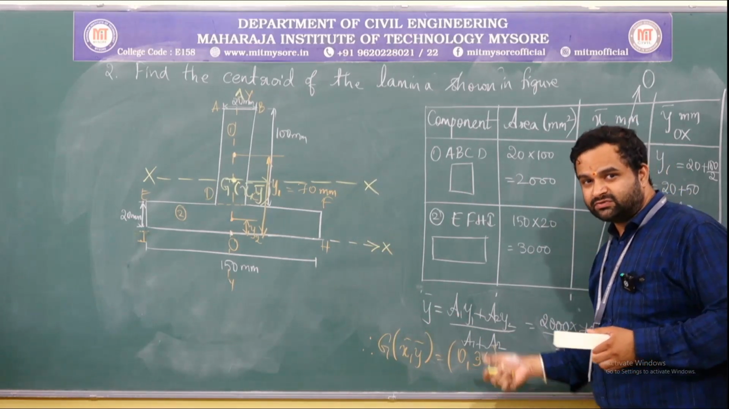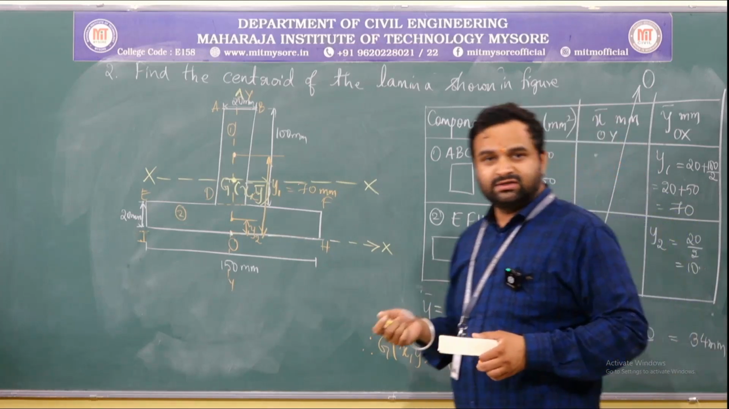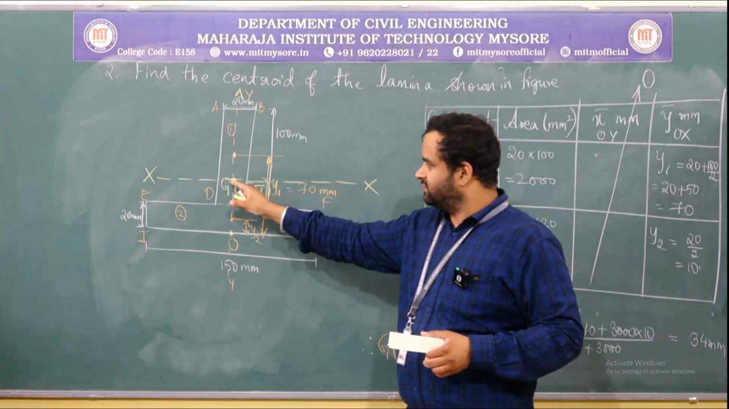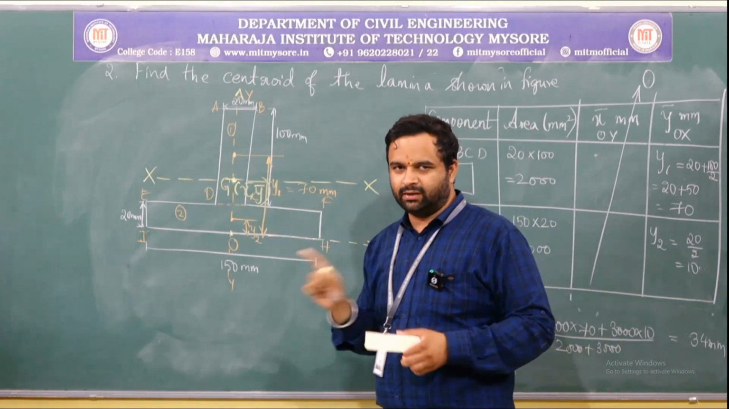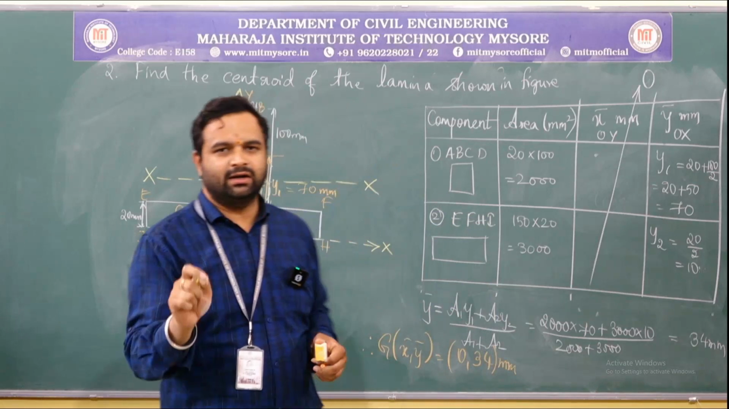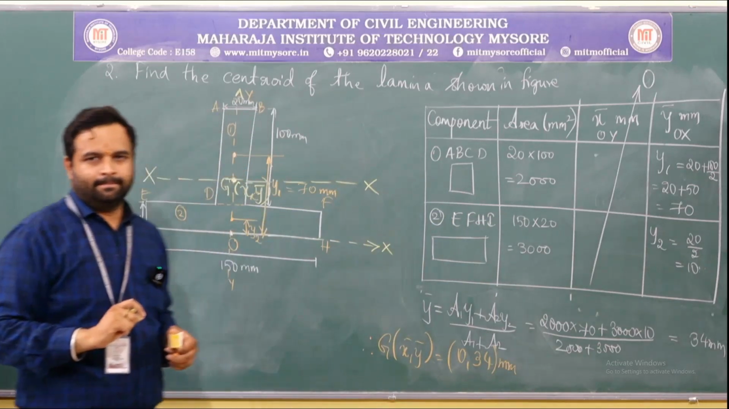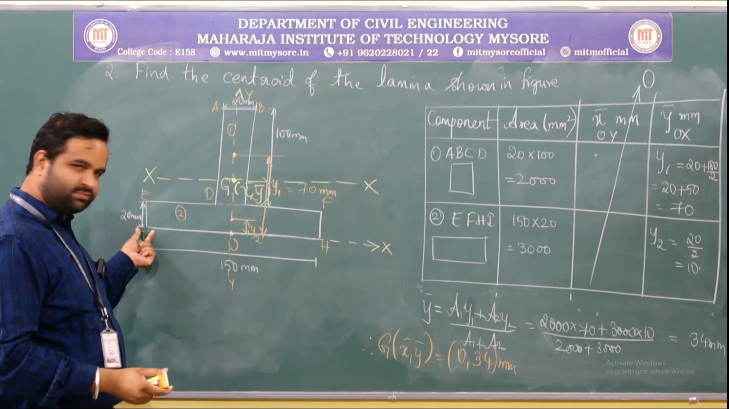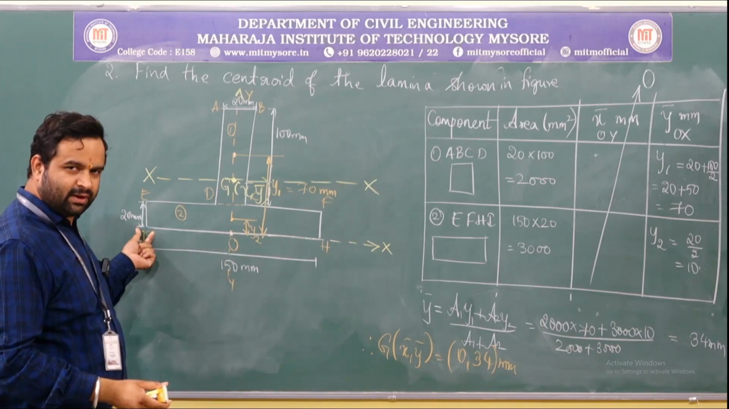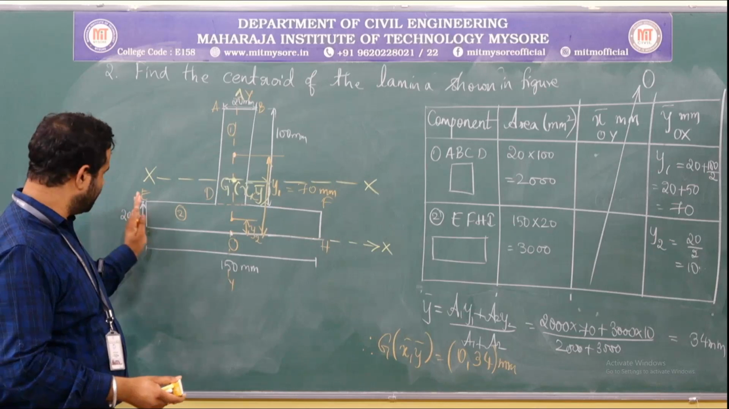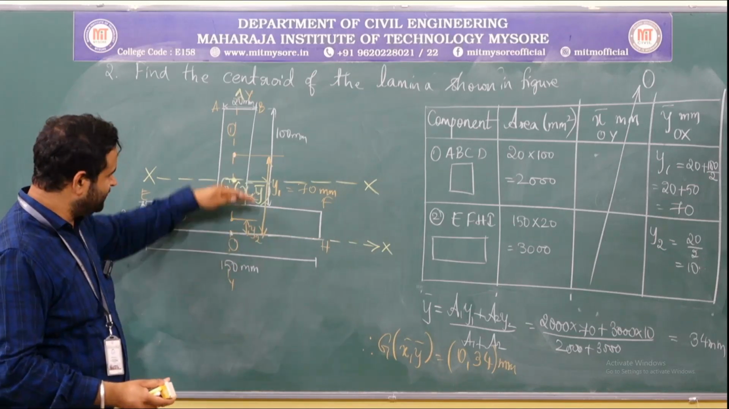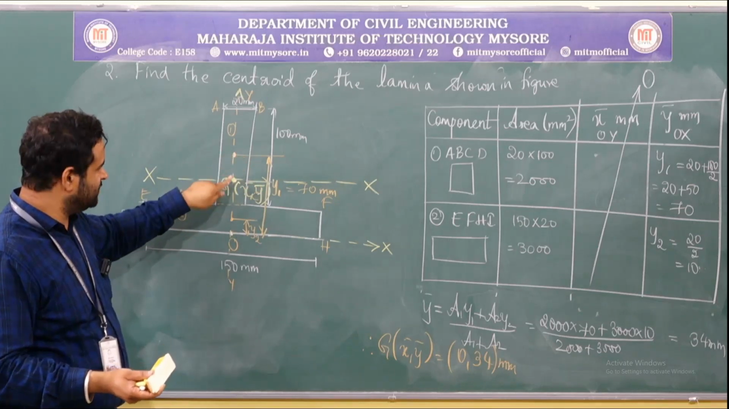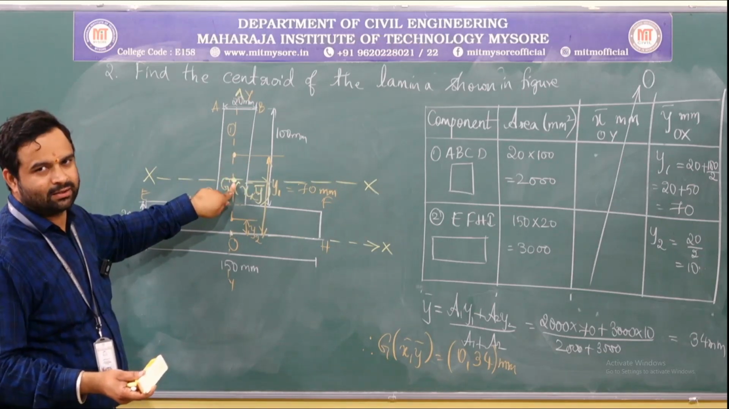Coordinates might vary because we are varying the origin as well, that is the reference axis, but the location of the centroid will not be varied, it will be at that same point. If you shift this origin to the first point, then you will have x bar equal to 75 mm. So, x is 75, y remains the same, 34.